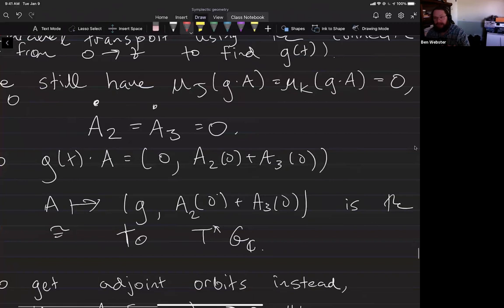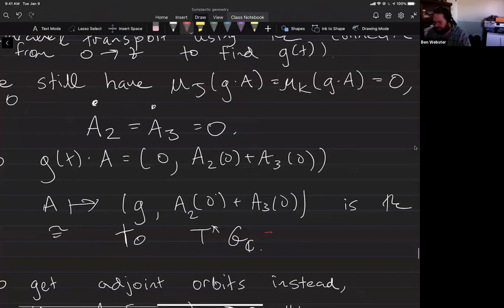This gives me an isomorphism to T star of GC, which is, of course, isomorphic to GC times G dual. And that might sound very trivial, but for example, what this Kähler potential is when you transport it through the isomorphism is not easy.